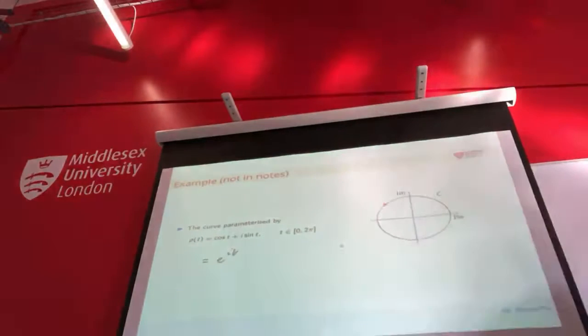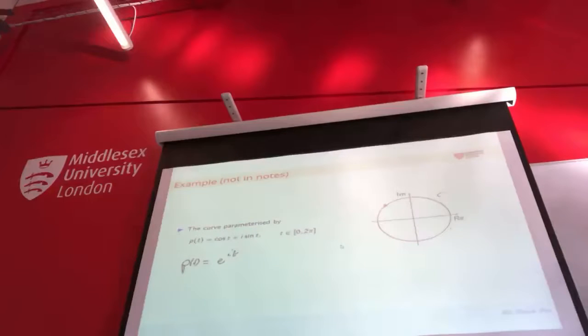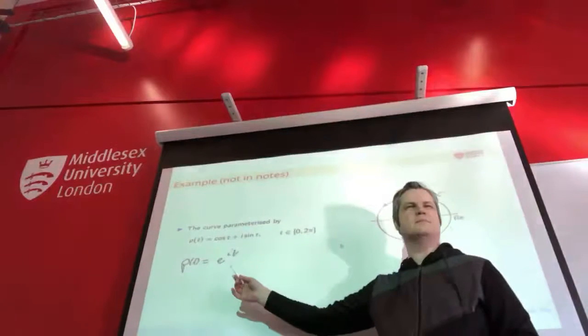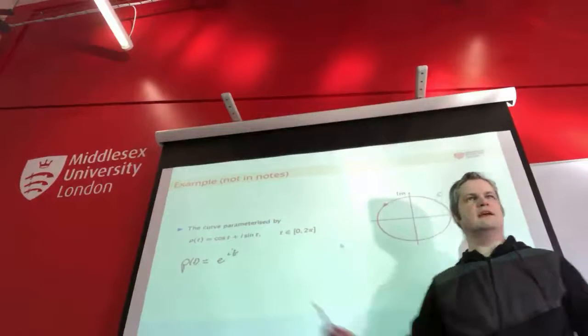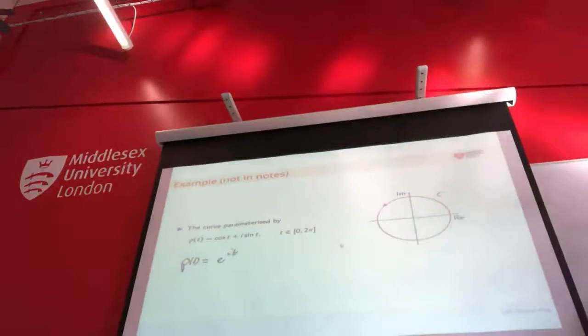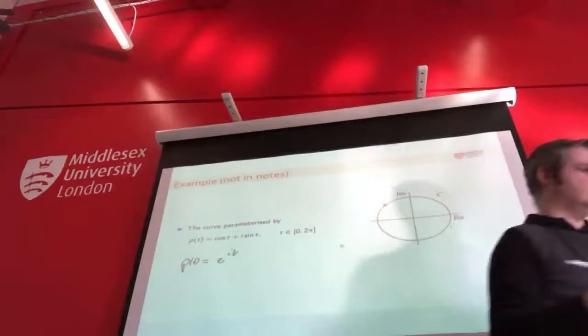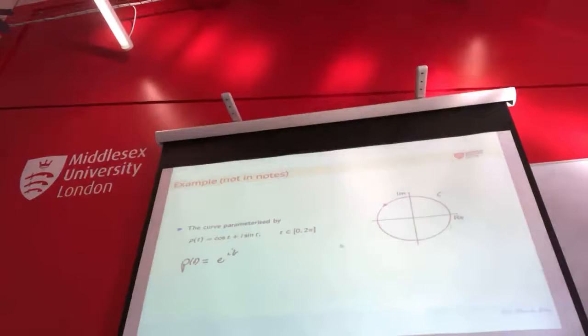This is just a small example to show there are sometimes easier ways; it looks slightly easier in complex numbers. So the parameterization of the unit circle is e to the i t, and then t goes from 0 to 2 pi. Other examples, you've got an ellipse here.